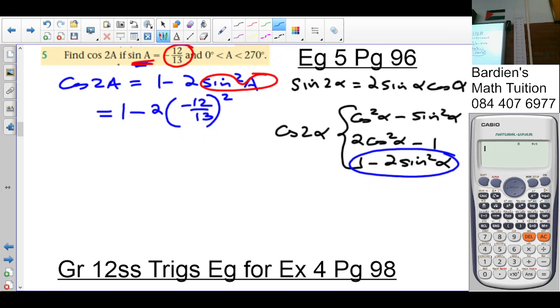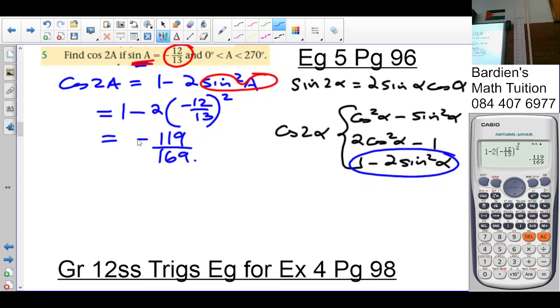So work that out. We can put that in our calculator: 1 minus 2, open brackets, negative 12 over 13, close the bracket, squared. It's going to give you negative 119 over 169. Can you see that, people?